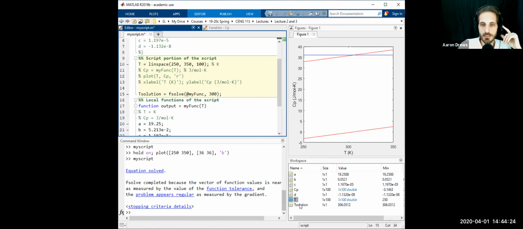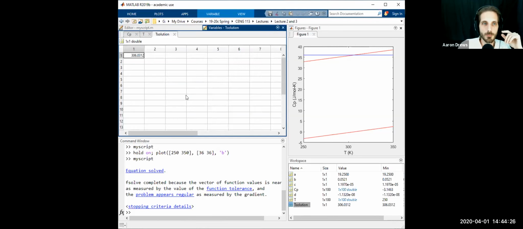And if I look at t solution in the variable window, I'll see the t solution is 306.0312. There's actually a ton of extended precision on there, but MATLAB just rounds it to 4 decimals all on its own. And so that's an example of root finding.